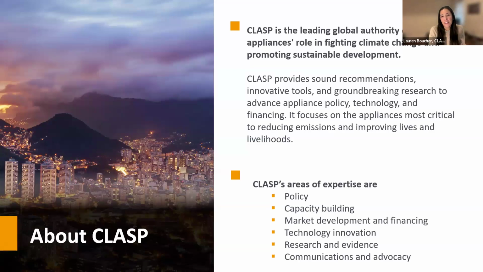CLASP is the leading global authority on efficient appliances' role in fighting climate change and improving people's lives. An international NGO with over 25 years of expertise and offices on 4 continents, CLASP collaborates with policymakers, industry leaders, and other experts to create a more sustainable future for both people and planet. CLASP focuses on appliances most critical to reducing emissions and improving lives, such as fans, air conditioners, refrigerators, and solar water pumps, just to name a few. We accelerate smart policy, market development, and financing, working closely with governments, civil society organizations, manufacturers, and other key stakeholders.